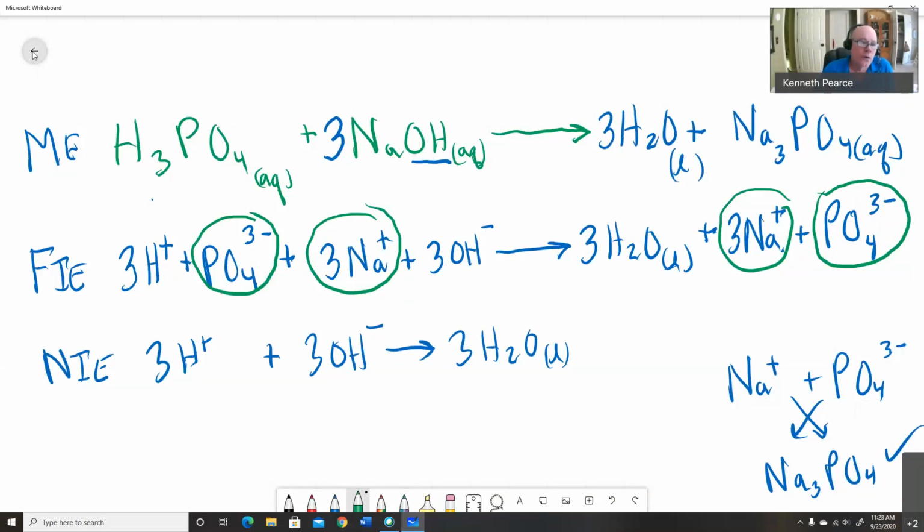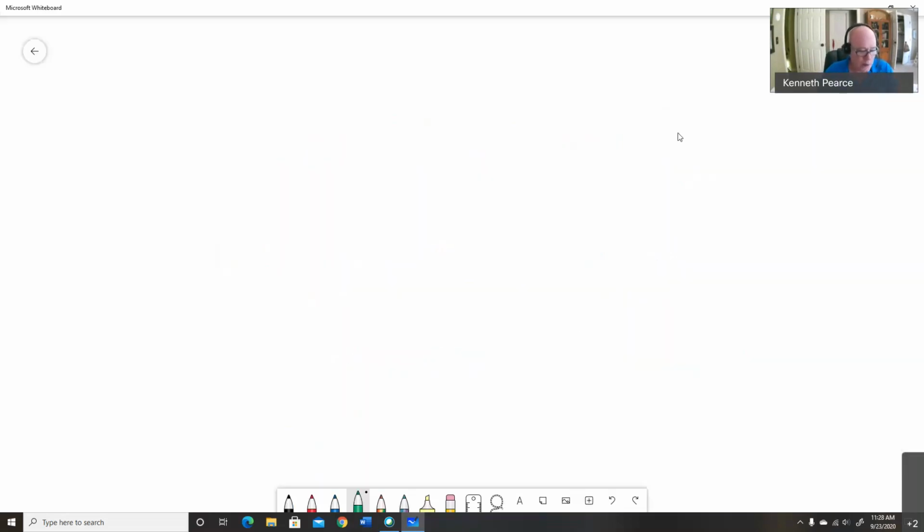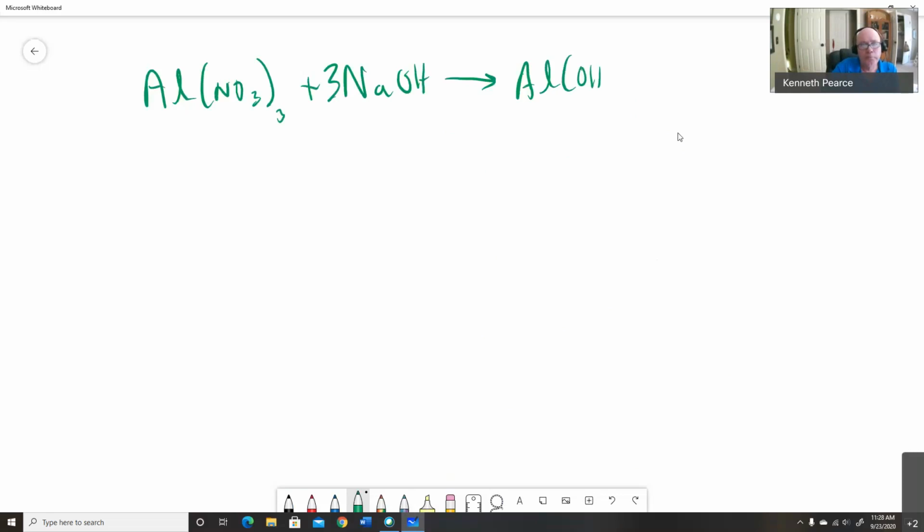All right, so let's go ahead and do a calculation today where we have a precipitate, where we know we have a precipitate. So let's just start with a balanced equation. Let's say we had aluminum nitrate react with sodium hydroxide to make aluminum hydroxide, which is, by the way, insoluble according to our solubility rules. And let's make 3 sodium nitrates.